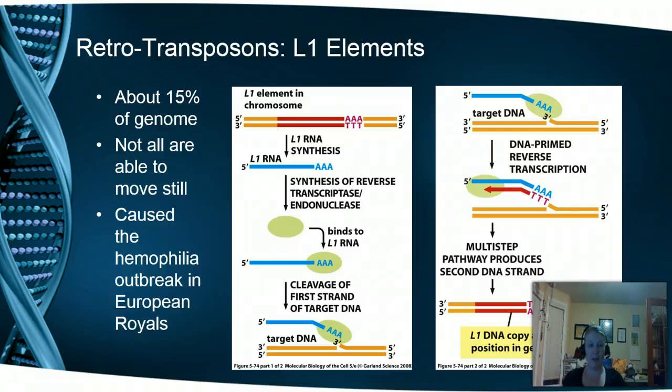So you have the L1 element in the original DNA sequence, makes the RNA. The RNA is then synthesized from the reverse transcriptase and the endonuclease that will then cleave the first strand of DNA sequence. And then it's going to go ahead and use the DNA primed reverse transcriptase to make the new copy of that L1 and insert it entirely into the new DNA. So you can see how this process is happening. If this is a little fuzzy for you, let me know so we can make sure we talk through this together.